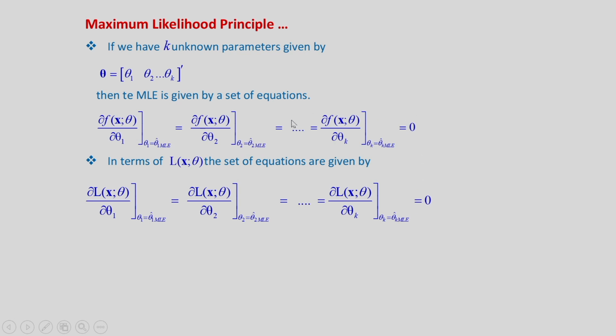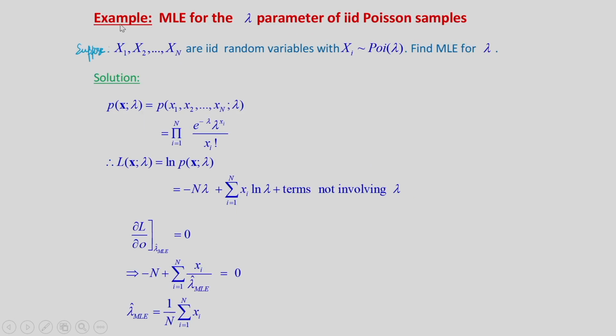So, if we solve these two conditions, then we will find out the theta hat MLE. We will consider some examples. First example is MLE for the lambda parameter of IID Poisson samples. Suppose x1, x2 up to xn are IID random variables, with each xi distributed as Poisson with lambda parameter. Find the MLE for lambda. So, let us solve this.